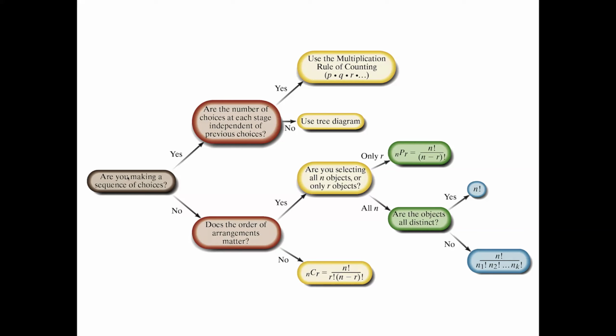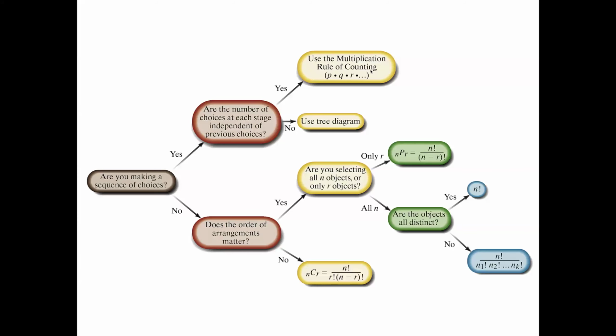Okay. So sequence of choices is yes, the number of choices at each stage independent of other previous choices. If that's not true, you've got to lay it out in a tree diagram. You just got to lay it all out and get to the right outcome. But if they're independent choices, this is the meal example here. And so this is where you would just multiply the P, Q, R, S, T, the number of choices at each stage of choosing a choice. That's the multiplication rule of counting.